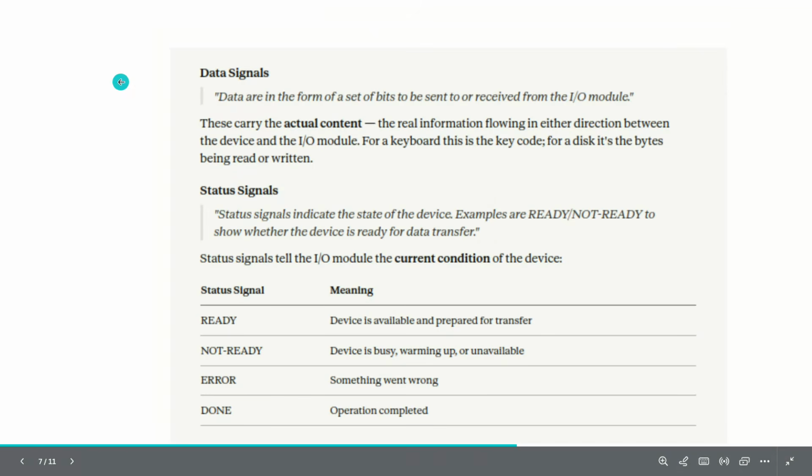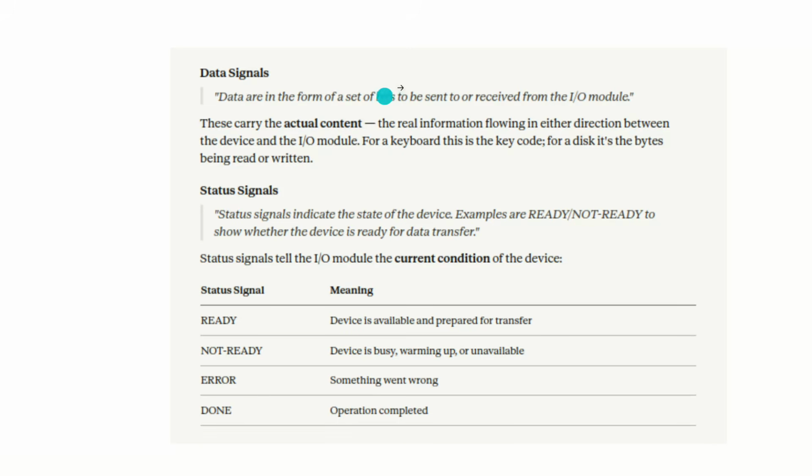Now, data signals are what? Data are in the form of a set of bits which can be sent to, or received from, the I/O module. These are the actual content, the real information which is flowing in either direction between the device and the I/O module.